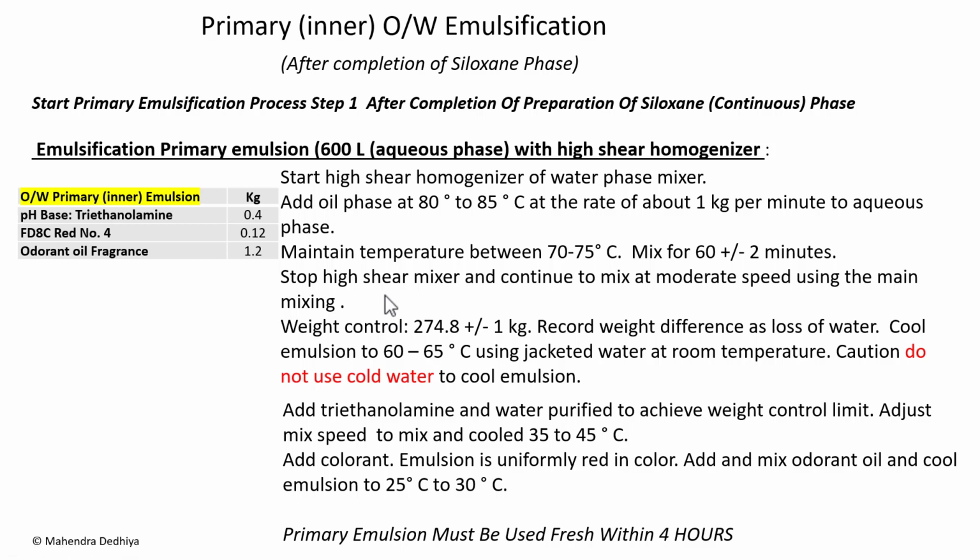Continue to mix at moderate speed using main mixer to avoid air entrapment. Cool to 60 to 65. Add triethanolamine. Add purified water to achieve weight control limits. Cool to 35 to 45 degrees C. Add colorant. Emulsion at this point will be uniform red color. Mix the flavor and cool to 25 to 30 degrees. Primary emulsion must be used fresh within 4 hours.